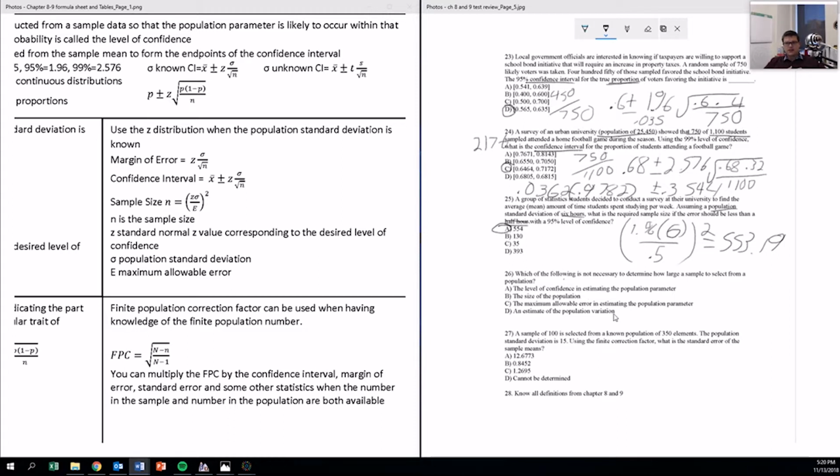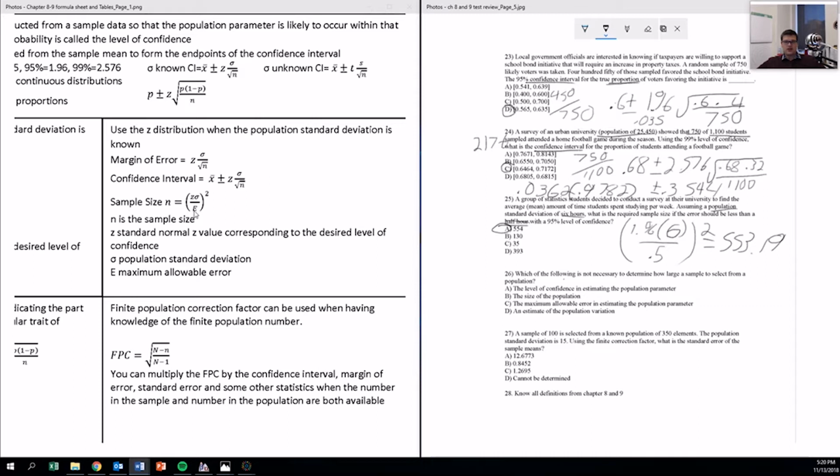I mean, really, what you're looking for to determine how large of a sample size: the level of confidence, you've got right here, the z-score, okay? The maximum allowable error, E, down here. The estimation of the population variance, that's the standard deviation, and so the only one that you don't need is B, okay?